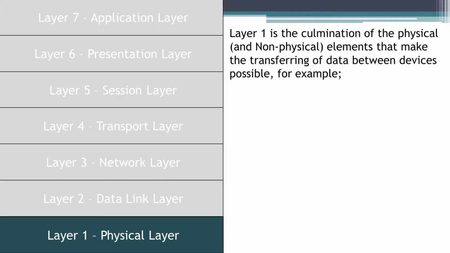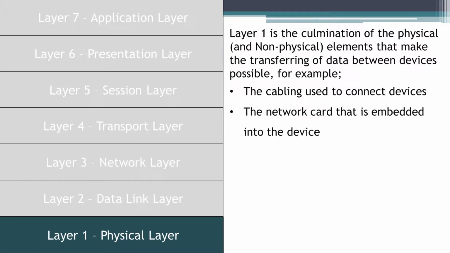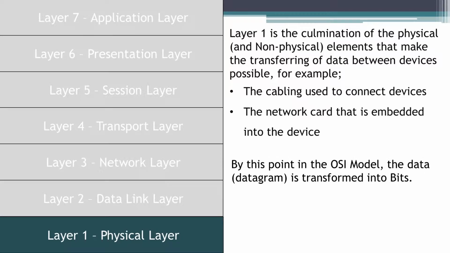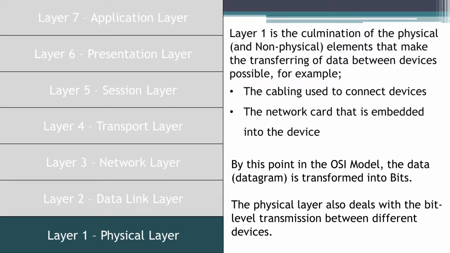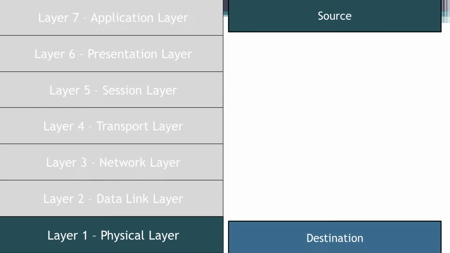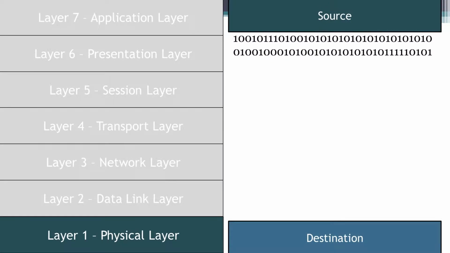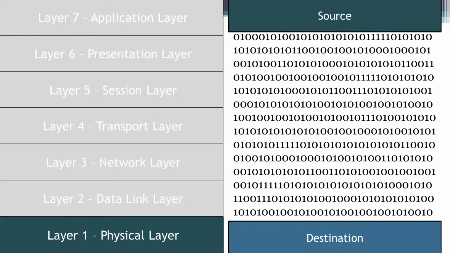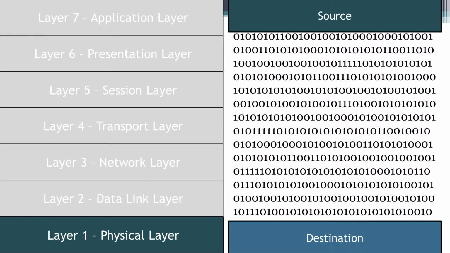For example, these can include the cabling that is physically used to connect the devices, as well as the network card that is embedded into the device, as well as many others. By this point in the OSI model, the data is transformed into bits. The physical layer also deals with the bit-level transmission between different devices, which are commonly sent as a series of electrical signals in the form of ones and zeros, until all the information arrives at the appropriate destination.